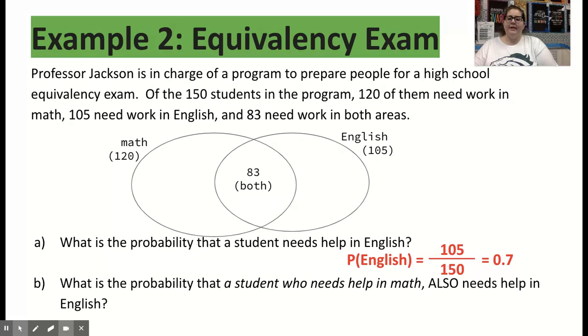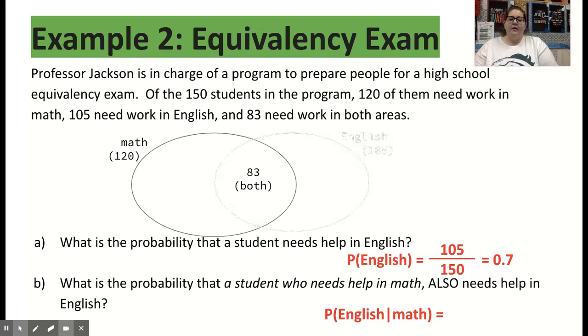And then, what's the probability that a student who needs help in math also needs help in English? This is asking it a little bit of a different way, but when we say a student who needs help in math, that's our given. We're now narrowing down our total to only look at the students who need help in math. So the way I write that is: what's the probability that they need help in English given that they need help in math? And again, we can ignore the English circle since it's given that they need help in math. We're only looking at the math circle.